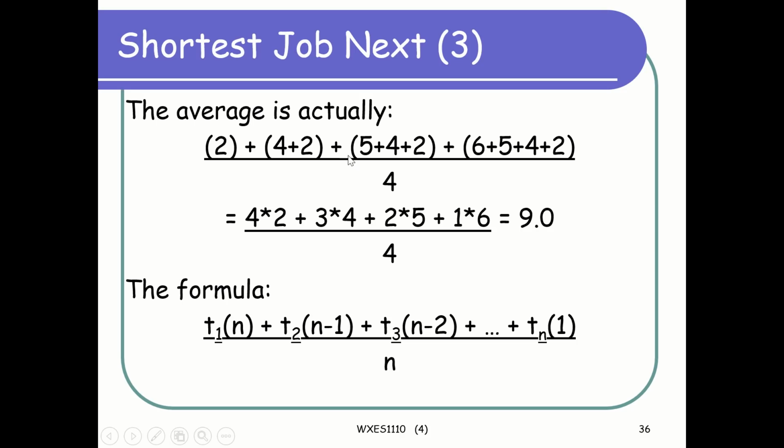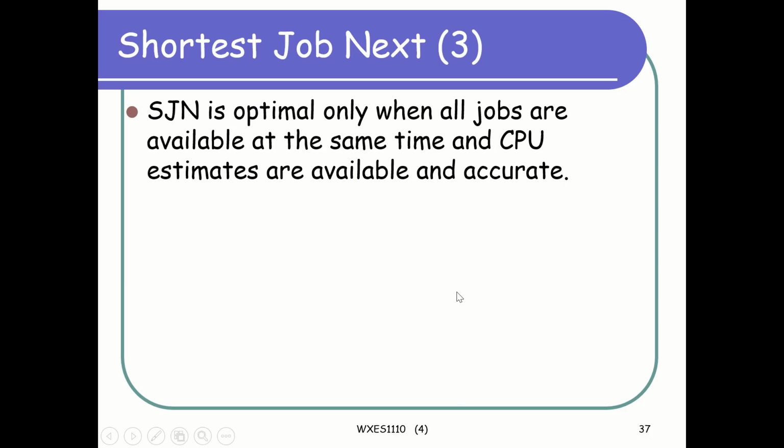The average can be calculated using the formula: T1 times N, plus T2 times (N minus 1), plus T3 times (N minus 2), and so on, divided by N. In this example N is 4, and then you have T1, T2, and so on. So this is the formula for shortest job next.